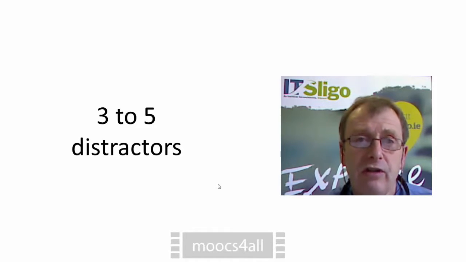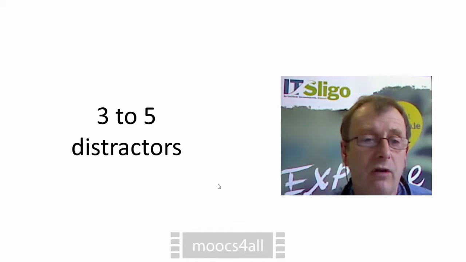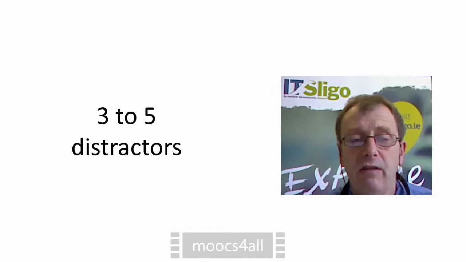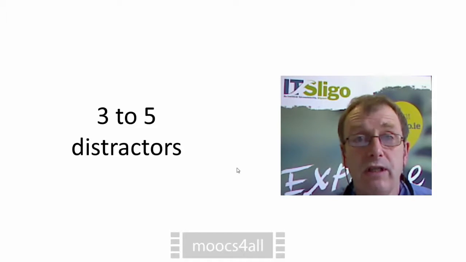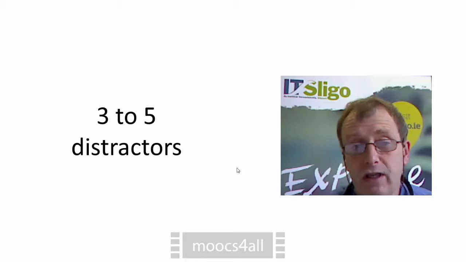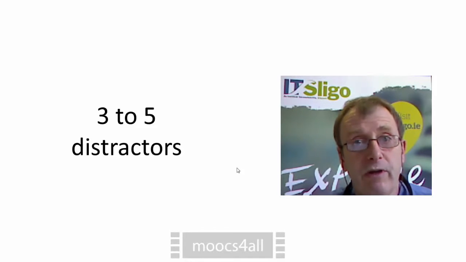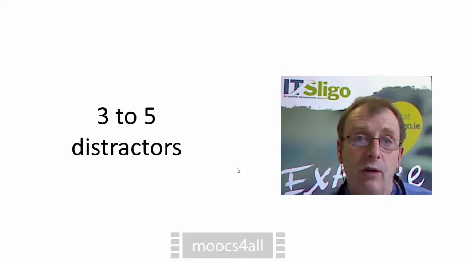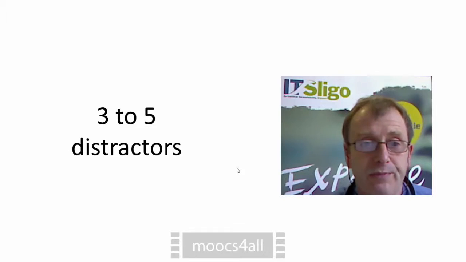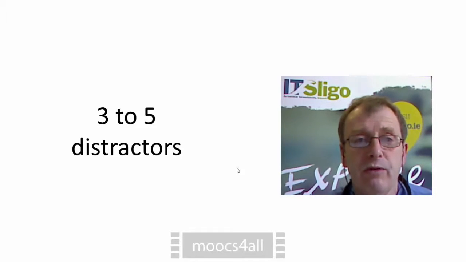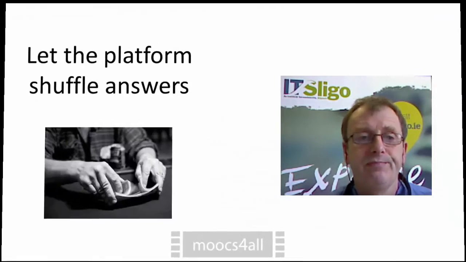Okay, it's suggested that you have 3 to 5 distractors. If you have less than 3, if you have only 2, luck plays too big a part in it. If you've over 5, it can make the question more difficult to answer. I have to say, if I had to choose, I would prefer to go for 6 options rather than 2. Err on the high side, but keep it between 3 and 5 distractors.